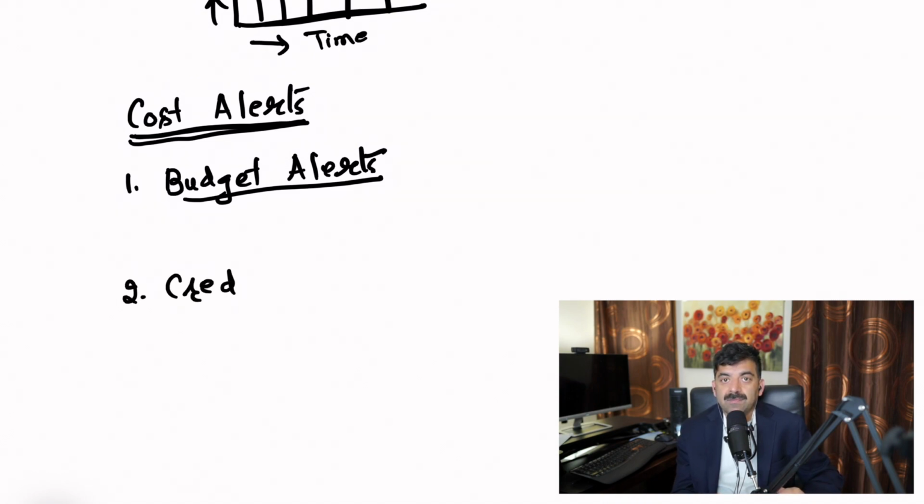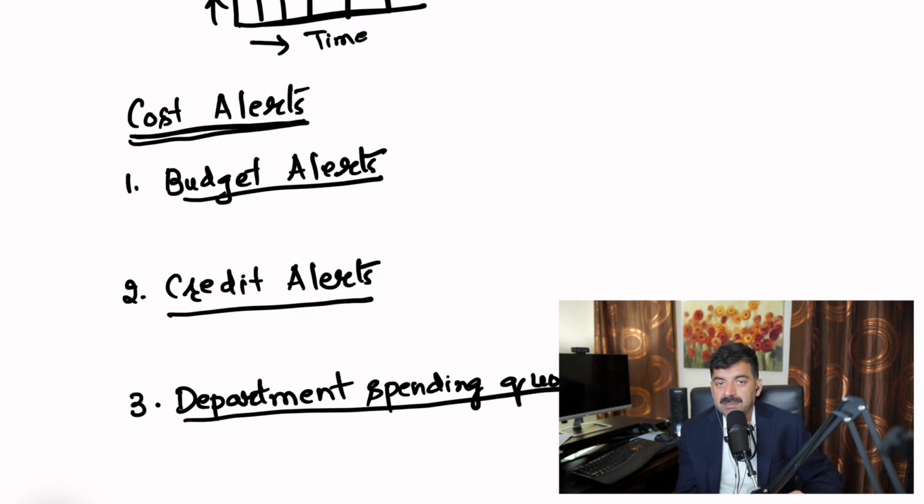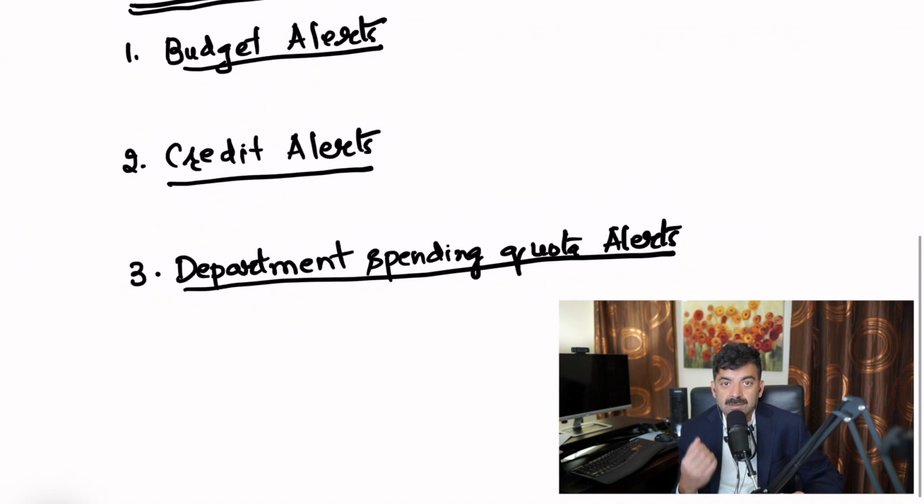The third way of tracking costs is by department spending quota. In a big organization, you may have multiple departments, and each department has its own quota. The finance department may have its own quota. The sales department may have its own quota. So you can set up alerts in the cost management tool where department cost has reached a target, a threshold, or reached its limit. And that way you can set up email alerts so stakeholders get the email.